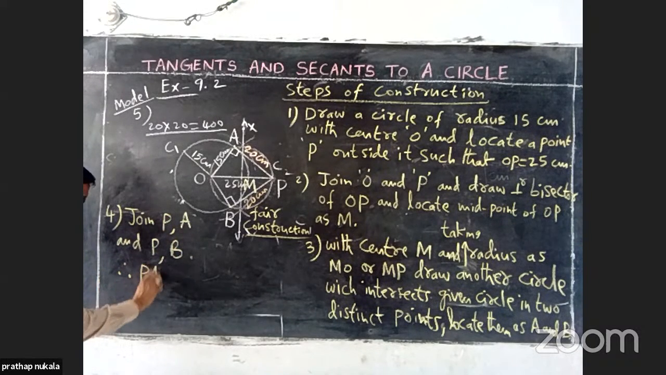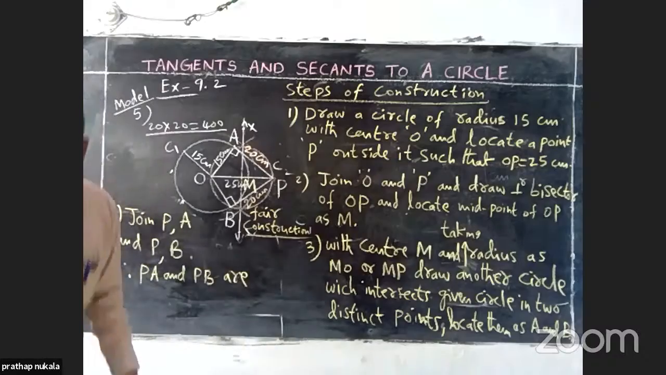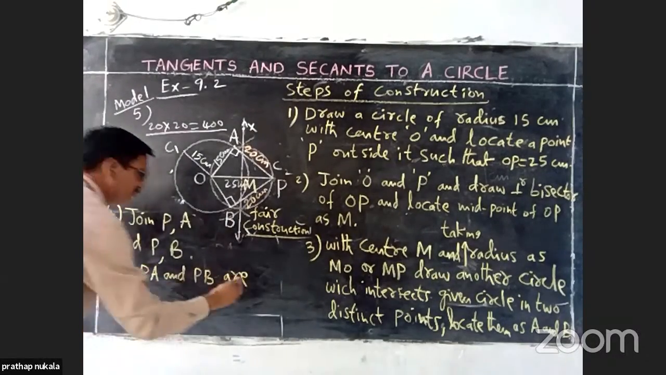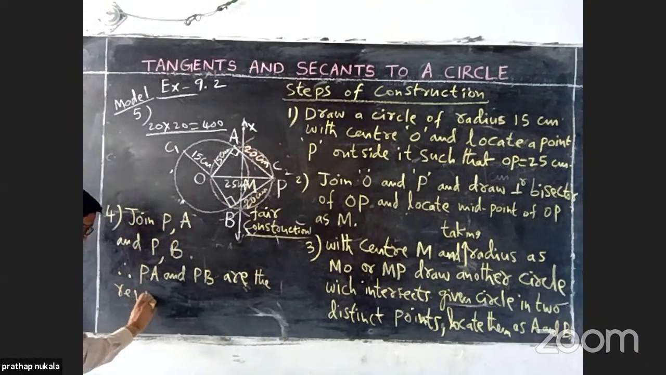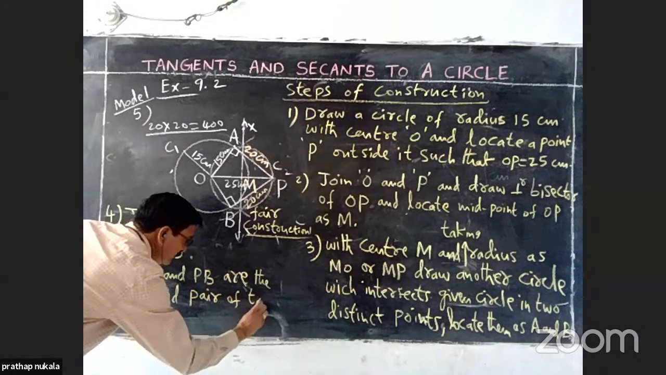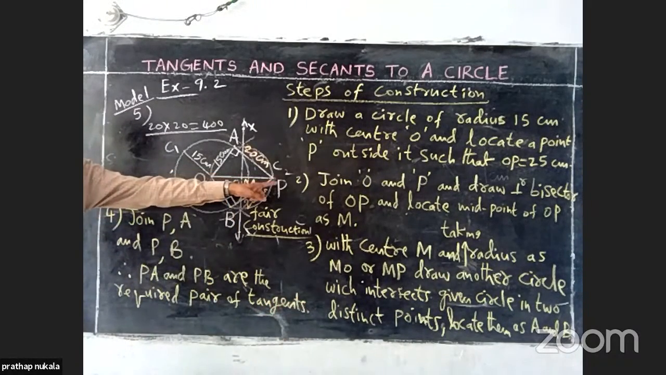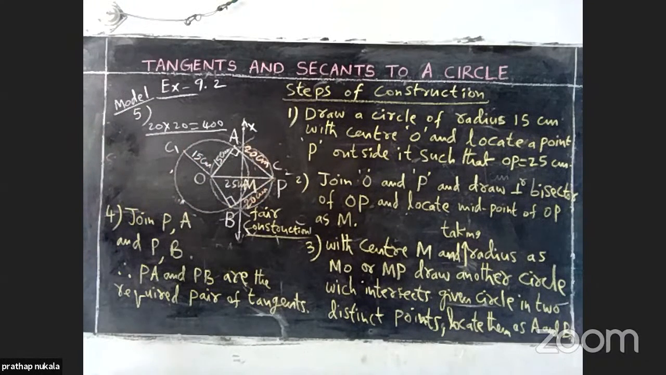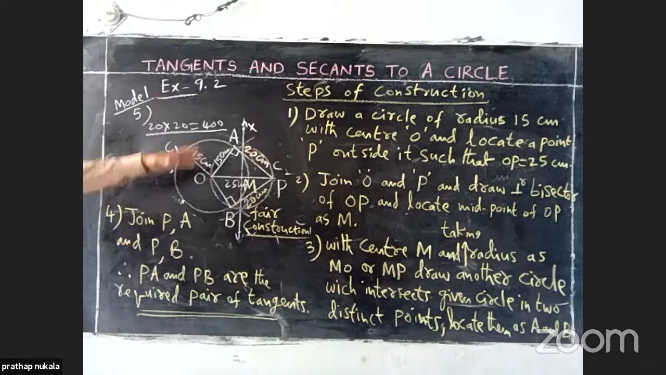Therefore, PA and PB are the required pair of tangents from the given external point P to the given circle. These are the steps of construction.